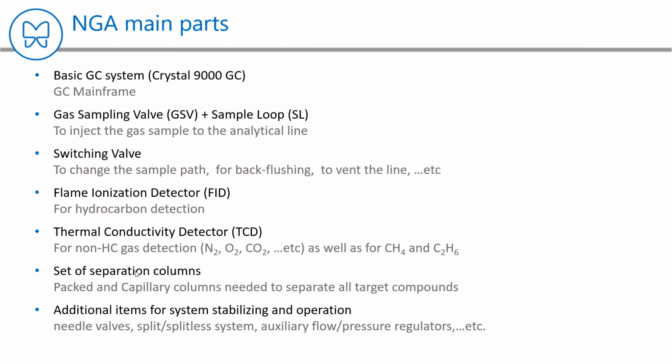So we need a few columns because we have different channels, so we need more than one column at least. We may need some additional valves for system stabilizing. We can optionally add a splitless inlet, some flow and pressure regulators, and some other accessories, depending on the configuration.